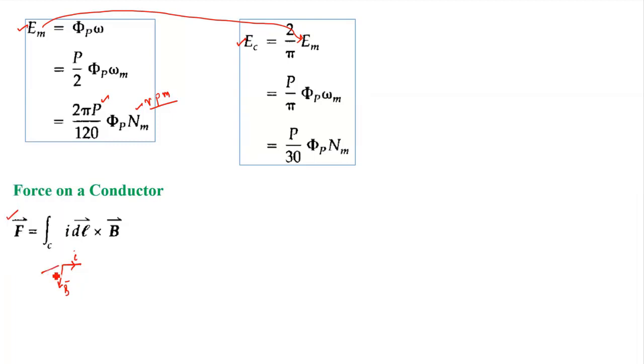So your force will be in this direction, perpendicular to the plane of I dl and B. This is what the Lorentz theorem says, and we'll use this for a conductor.